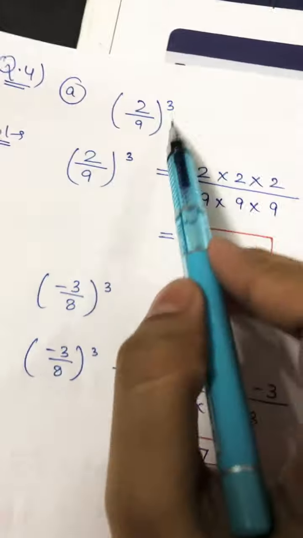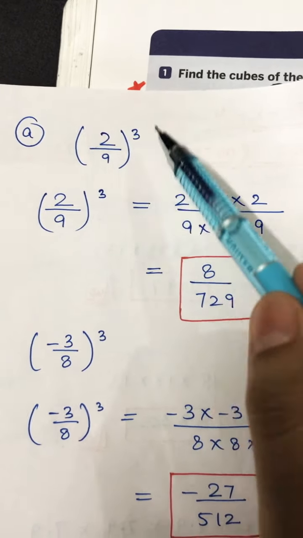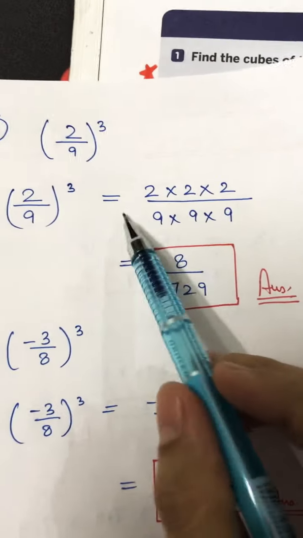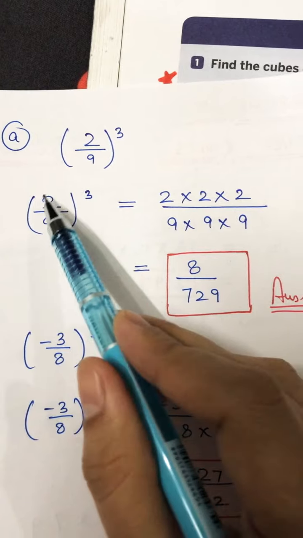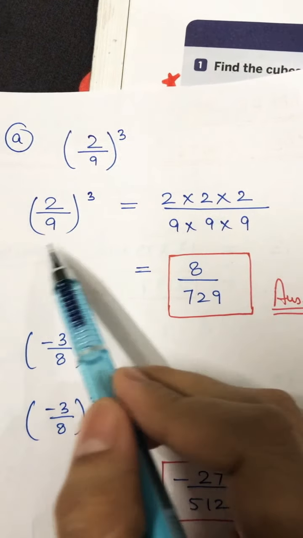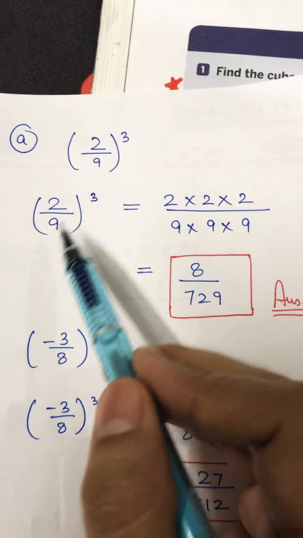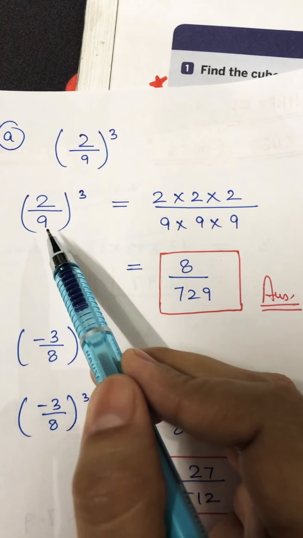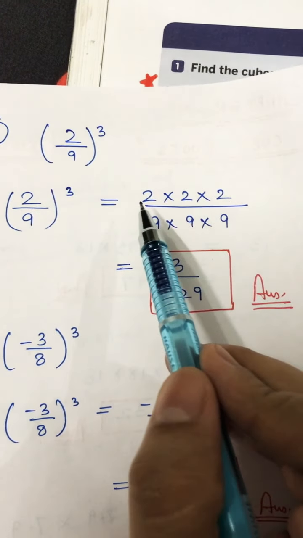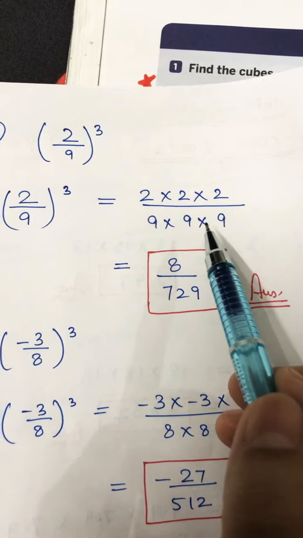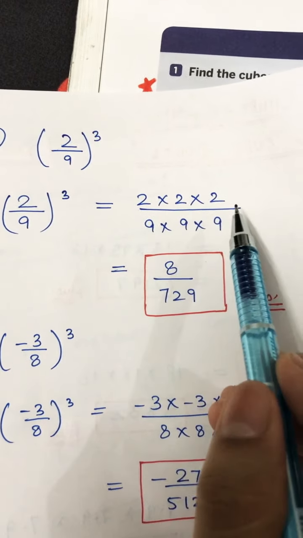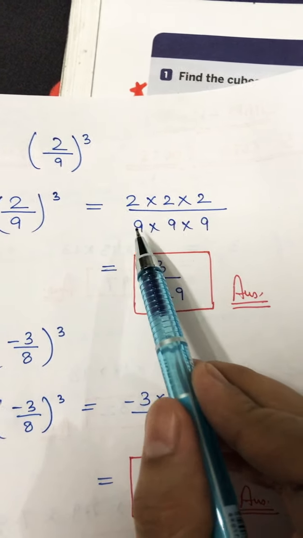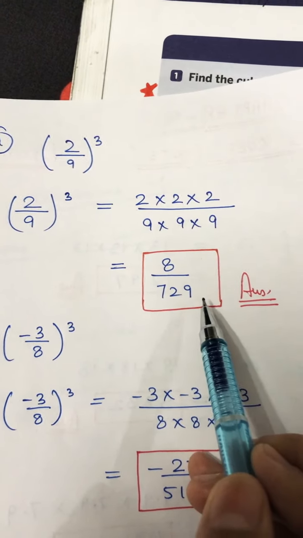Write in this way. Part A is (2/9) raised to power 3. Solution: (2/9) raised to power 3. Raised to power 3 means you have to multiply this particular number 3 times, because this cube is common for both numerator and denominator. That's why you have to multiply both numerator and denominator 3 times. 2 twos are 4, 4 twos are 8, and 9 nines are 81, 81 nines are 729. This is the answer.